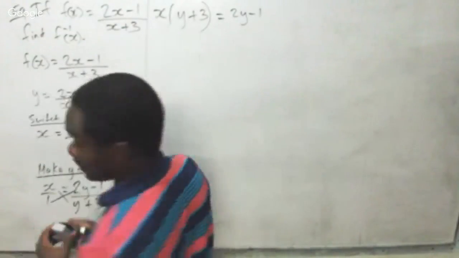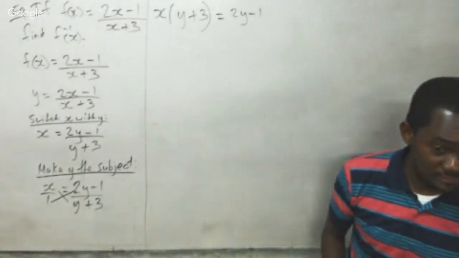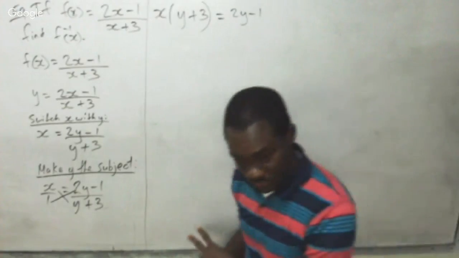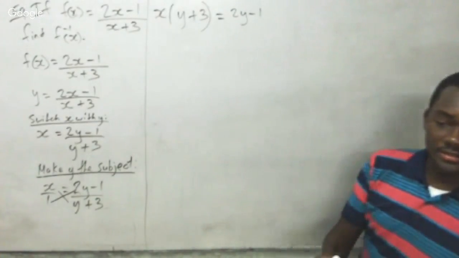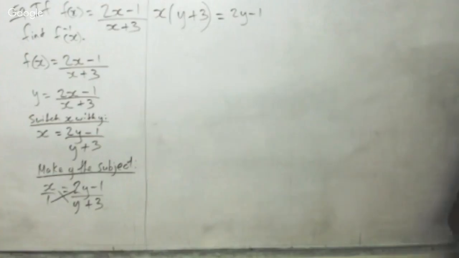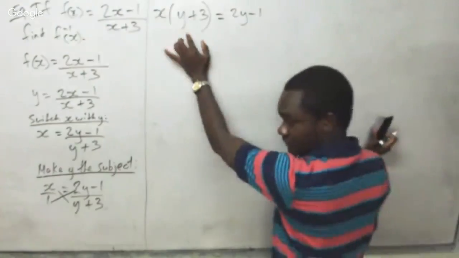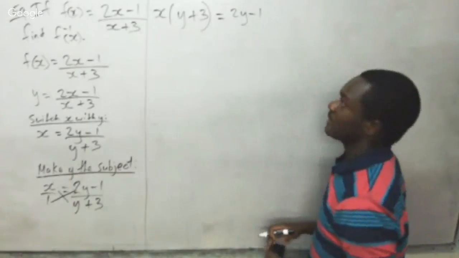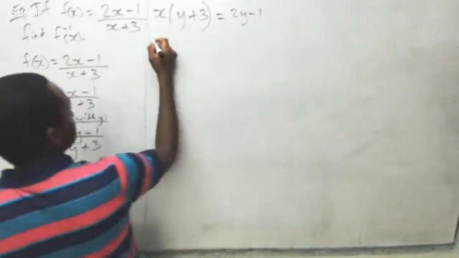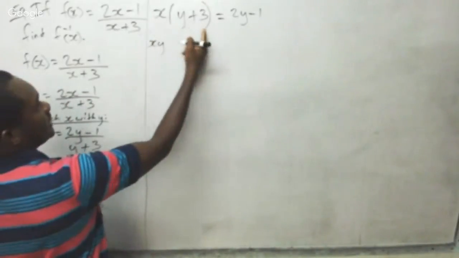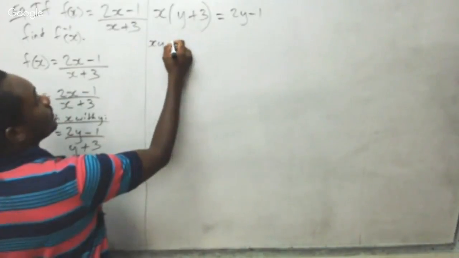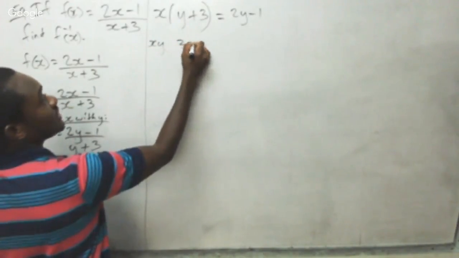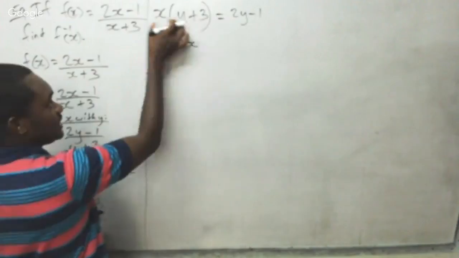So what is our objective again? Make y the subject. That means we need to get all the y's together on one side. So we have to free up this y first. We're going to free up this y by doing what? Very good. So it's x times y is xy, x times 3 is 3x. Plus 3x. We can't just put 3x, we need the positive. This time it is positive 3x.